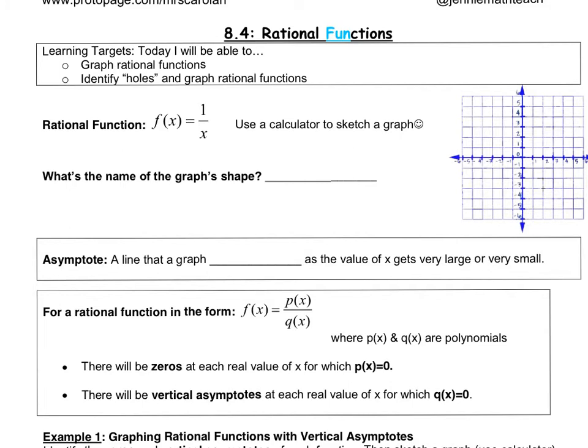In order to graph rational functions like this, you're going to type it in the calculator, and when you do that, you'll see a graph that looks like this. It should remind you of when we were graphing the inverse variation functions the other day. So the name of the shape is a hyperbola, like a parabola, but hyper instead.